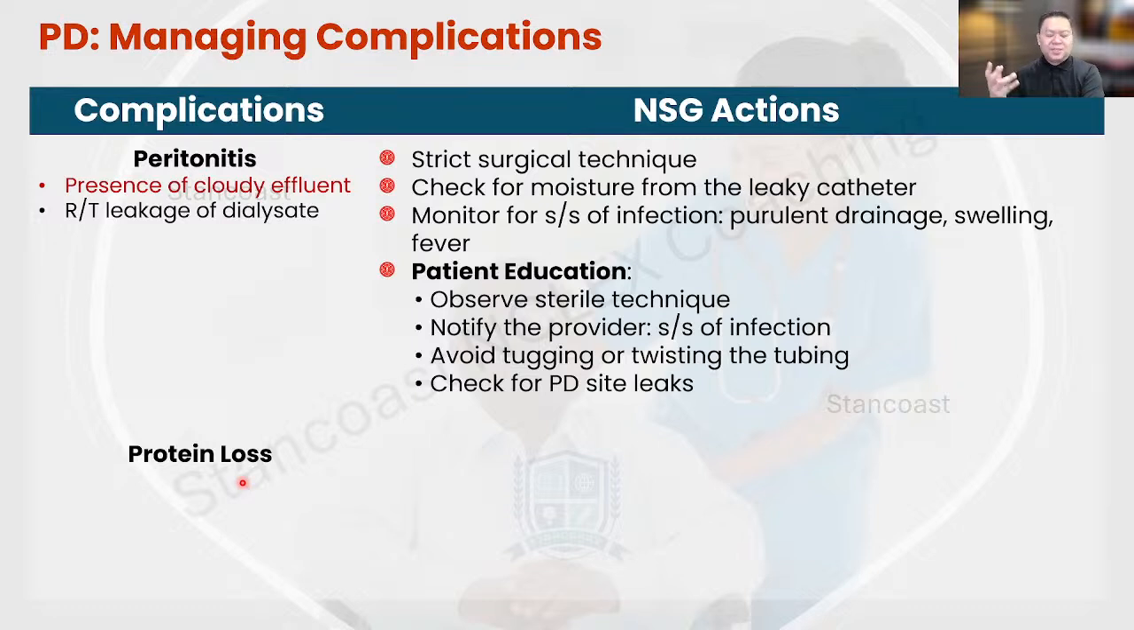So we cannot help the protein loss, really. It's just going to happen, and this is one disadvantage of doing the PD. But there are some interventions that we can do to mitigate this problem. What we can do here is monitor the patient's albumin level through a blood study. This can be ordered by the physician and drawn so we can monitor if they are having a low albumin level in the bloodstream.